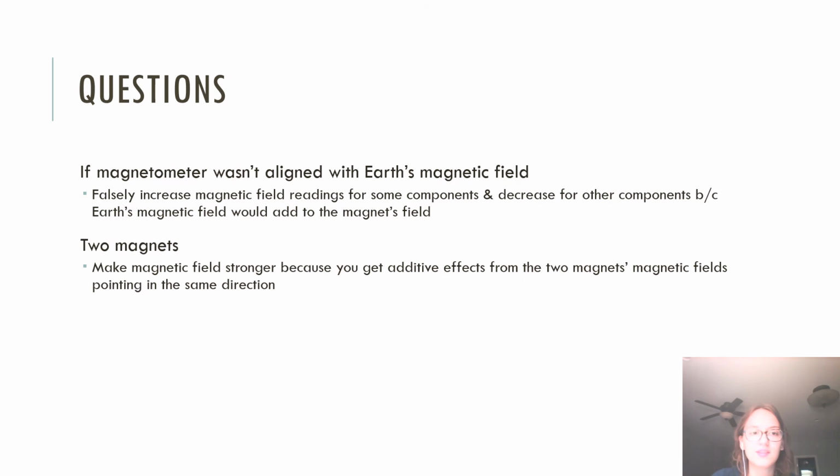And so finally, to answer the questions, if the magnetometer wasn't aligned with the Earth's magnetic field, then it would falsely increase or decrease some components of the magnet's magnetic field, because now you're also adding the Earth's magnetic field to that. And if you had two magnets side by side, and their dipoles were facing the same way, then the magnetic field would be stronger, because now you're getting additive effects from the two magnets' dipoles and magnetic fields pointing in the same direction.